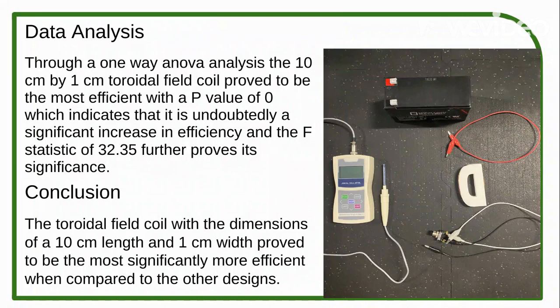Additionally, through a one-way ANOVA analysis, the 10 centimeter by 1 centimeter toroidal field coil proved to be the most efficient, and this can be proven through the p-value of 0, which indicates that it is undoubtedly significant. In conclusion, the toroidal field coil with the dimensions of 10 centimeter length and 1 centimeter width proved to be significantly more efficient compared to all other designs.